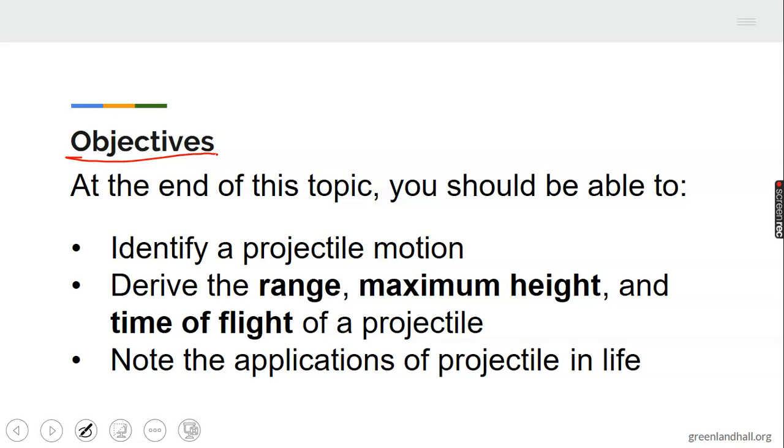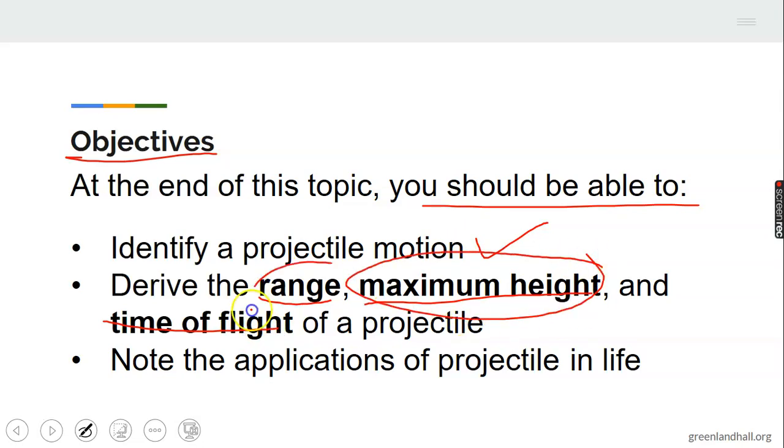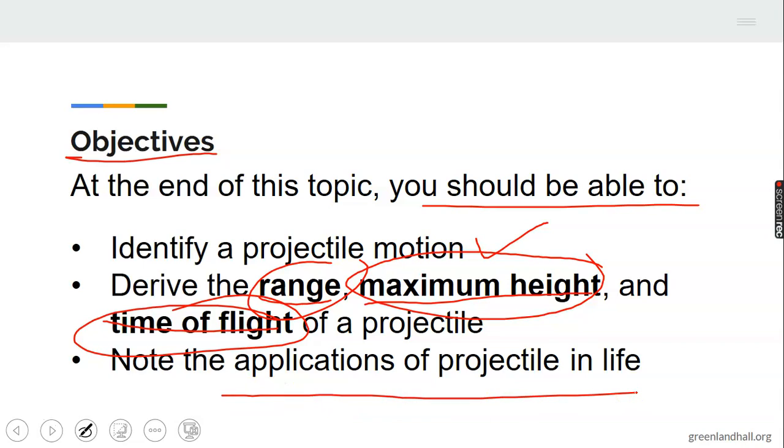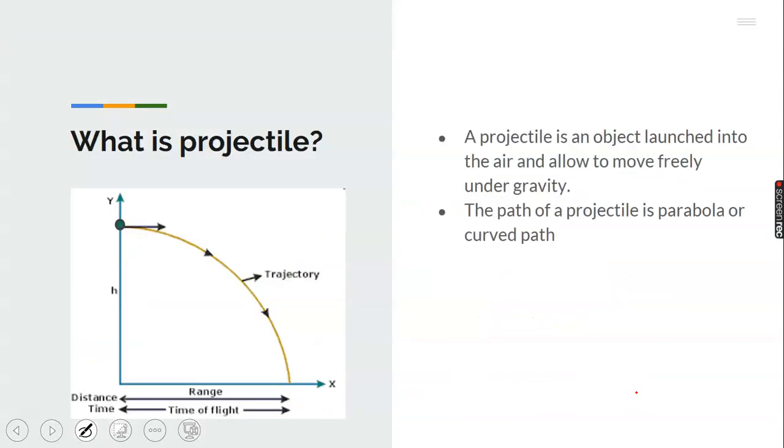At the end of this topic, you should be able to identify a projectile motion, and derive the formula for range, maximum height, and time of flight of a projectile. So these are the three key points we'll be looking at as far as projectile is concerned. Then note the application of projectile in life.